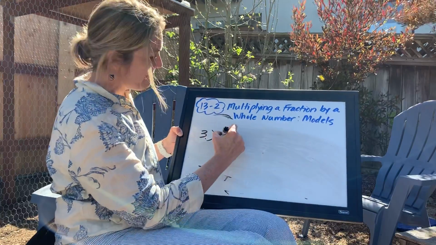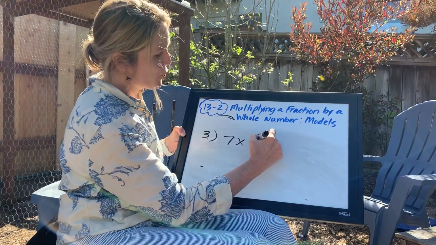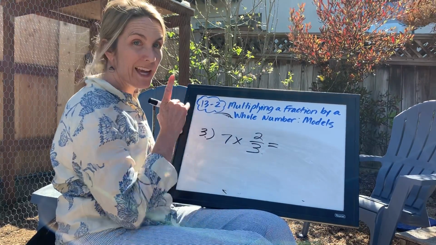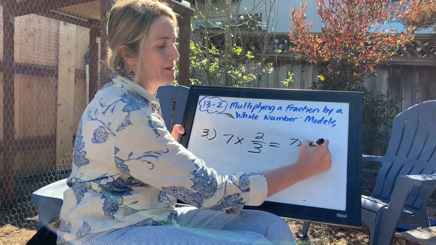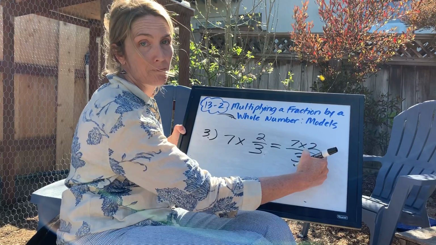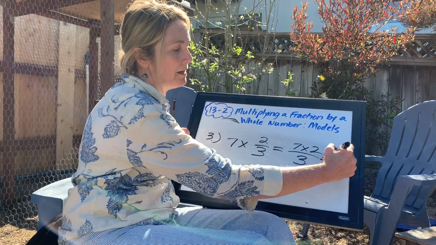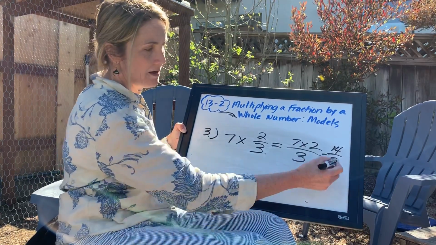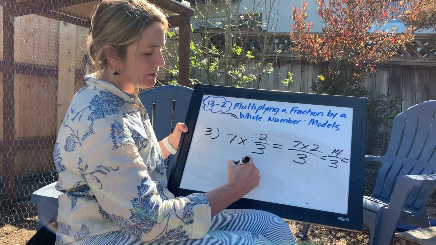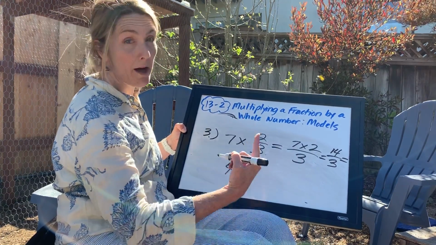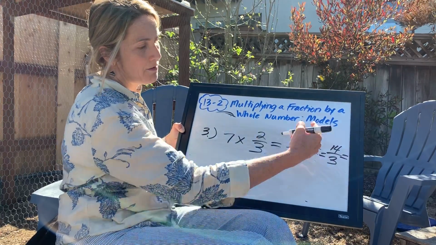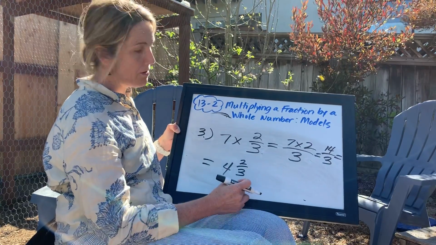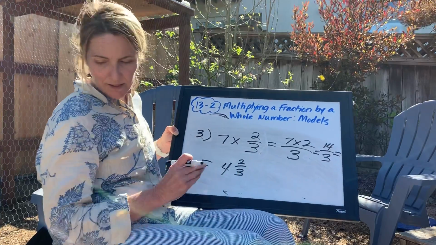Okay. 7 times 2/3. You know the drill. What do I do first? 7 times 2 over 3. 7 times 2? 14. 14 over 3. Keep that denominator the same. 14 divided by 3. You're going to have to translate this to a mixed number. So it's going to go in 4 times. That's 12. 12, 13, 14 with 2 over 3. So the actual answer is 4 and 2/3. So you can multiply this and you get that. All right.